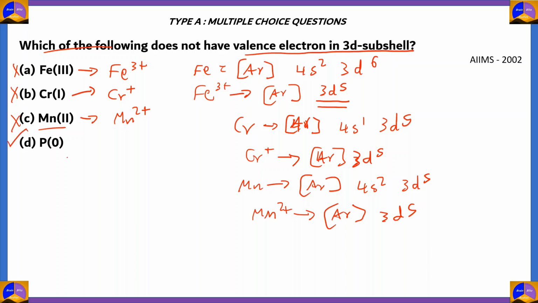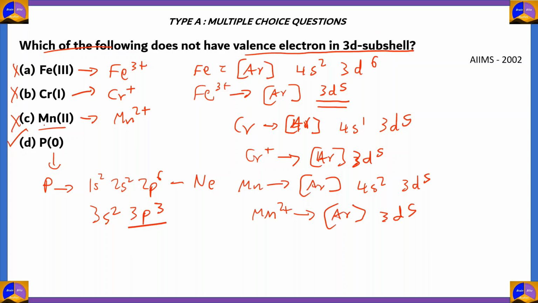The right answer is option D, phosphorus 0. So that means this is the electronic configuration of phosphorus, which is 1s2 2s2, 2p6, so that gives still neon, and then 3s2, and then 3p3. So here the valence electrons are in the 3p subshell and not in the 3d subshell.